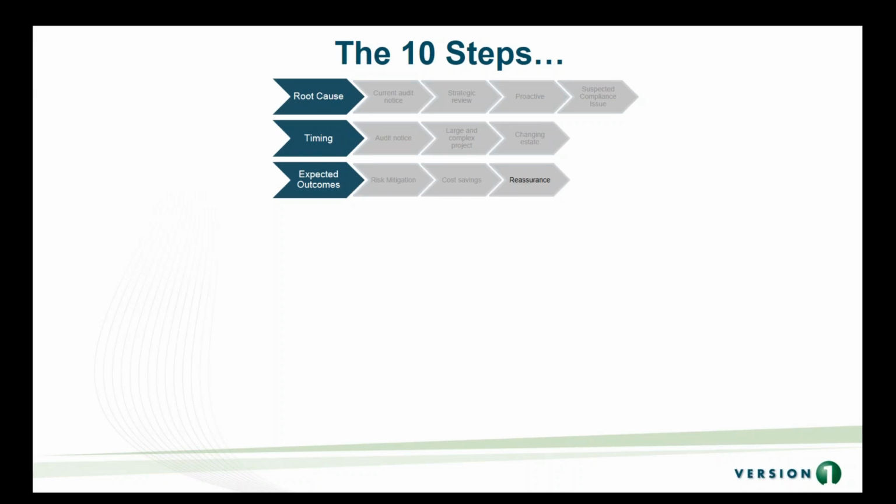And the other expected outcome is that sometimes these audits can be used as a prerequisite for major programs, so that you can actually undertake a major program of work, moving to a new platform, moving to a new data center, and until you know what your position is, you don't know that you're going to have enough license to go ahead with such a big project.